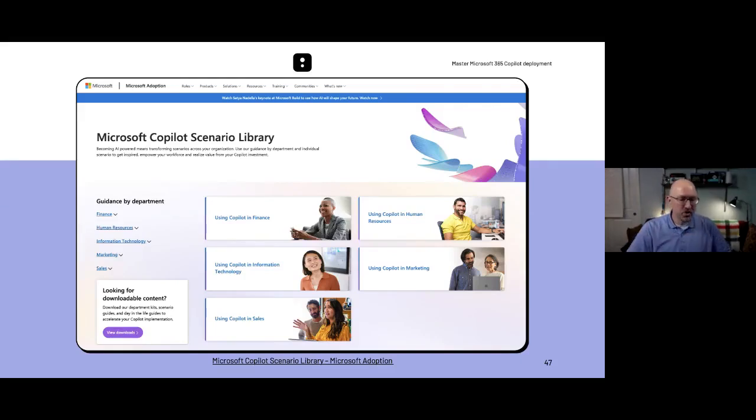So be sure to take advantage of the Microsoft resources. There's the Microsoft adoption site. I mentioned that earlier. There are some specific scenarios in there that can help you think about how you might deploy Copilot for different user bases in your organization as a starting point. And then from there, you can think about additional use cases as your communities mature.